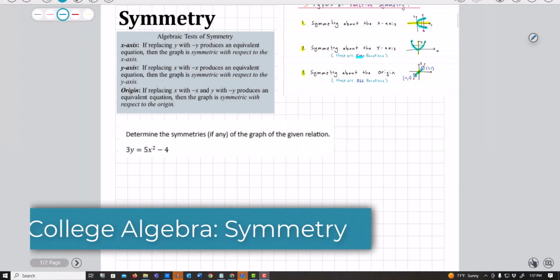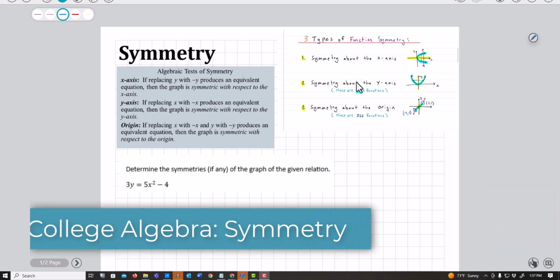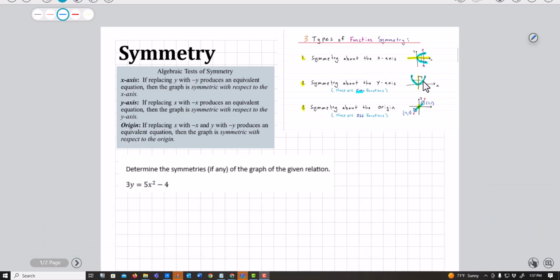Okay, we want to look at the symmetry of functions. Something is symmetrical if you can slice it in half and one side looks like the other side, right? So you can see how these are symmetrical. In algebra, there's a way to test symmetry: is it symmetric around the x-axis, or around the y-axis, or about the origin?